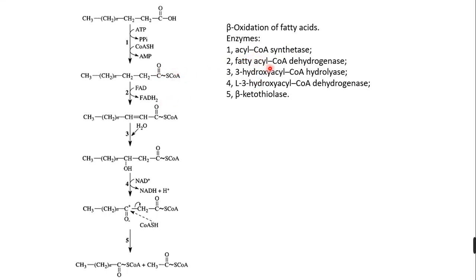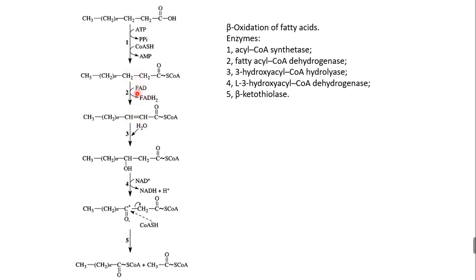The second one is fatty acyl-CoA dehydrogenase. This dehydrogenase requires FAD, converting it to FADH2. Two hydrogens are removed from the second and third carbons, that is the alpha and beta carbons, the CH2 groups. One hydrogen is removed from here and one from here, and after the removal, each will be converted into CH.